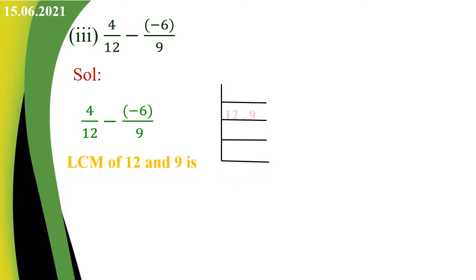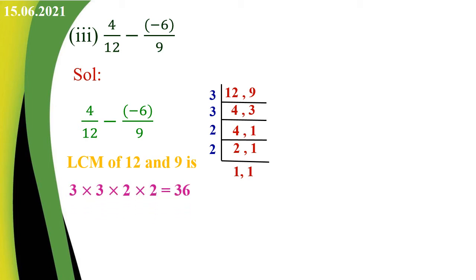LCM of 12, 9 is on dividing by 3. We get 4, 3. That means 4 3s are 12. 3 3s are 9. Again on dividing by 3. So write down 4. 1 3 is 3. On dividing by 2. 2 2s are 4. 1. We get 2, 1. On dividing by 2. 1 2 is 2. We get 1, 1. Therefore 3 into 2 into 2 which is equal to, we get 36.